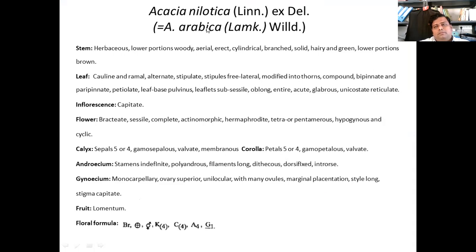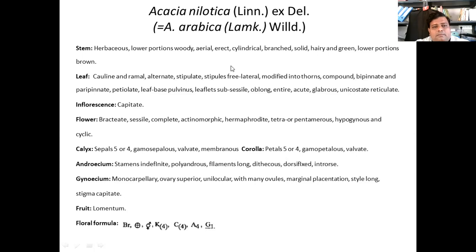We'll discuss a single species of this family. You have to write this down in your practical books. Acacia nilotica. The characters are: stem is herbaceous, lower portion woody, aerial, erect, cylindric, branched, solid, hairy or green. Lower portion is brown. Leaf is cauline and ramal, alternate, stipules free, lateral, modified into thorns, compound bipinnate and paripinnate, petiolate, leaf base pulvinate, leaflets subsessile, oblong, entire, acute, glabrous, unicostate reticulate. Inflorescence is capitate, bracteate, sessile, complete, actinomorphic, hermaphrodite, tetra or pentamerous, hypogynous and cyclic.